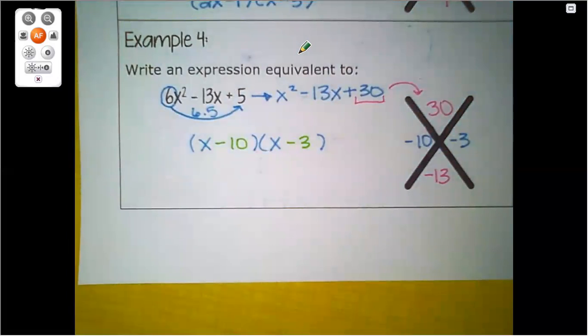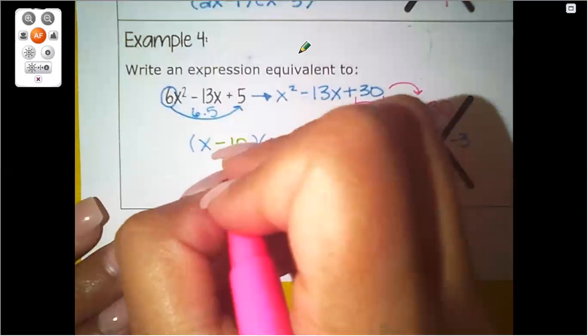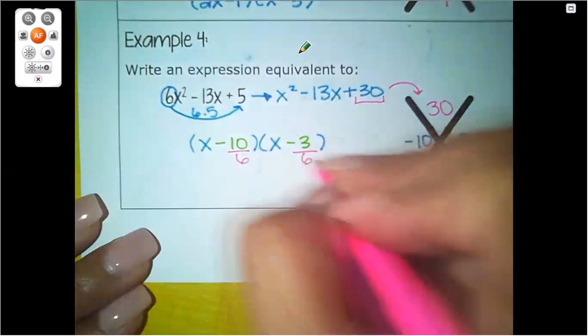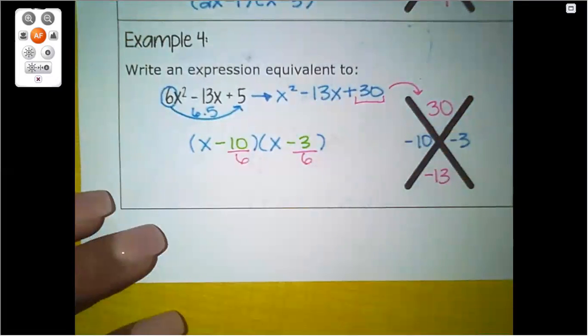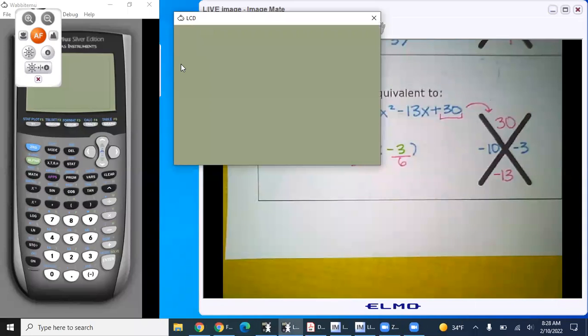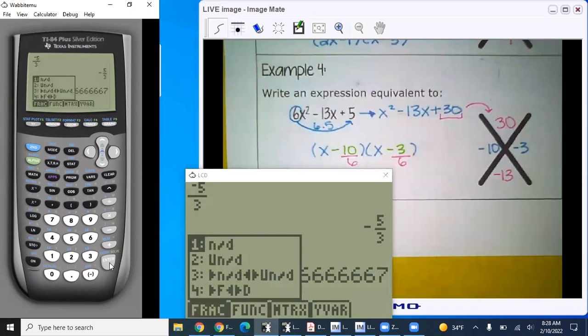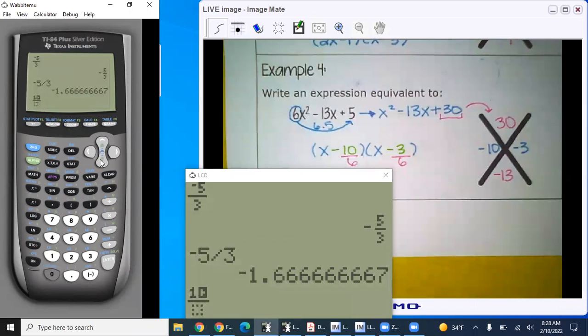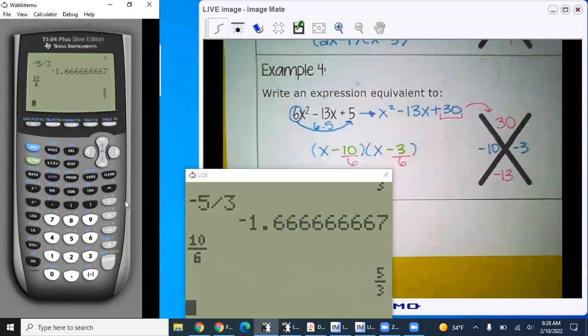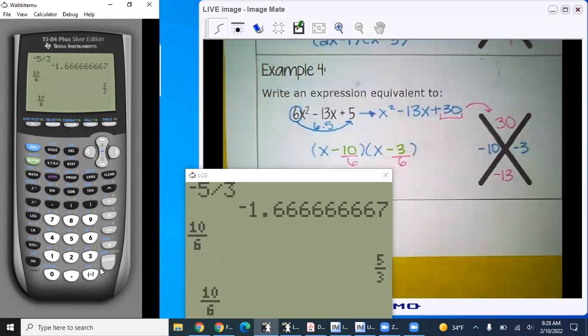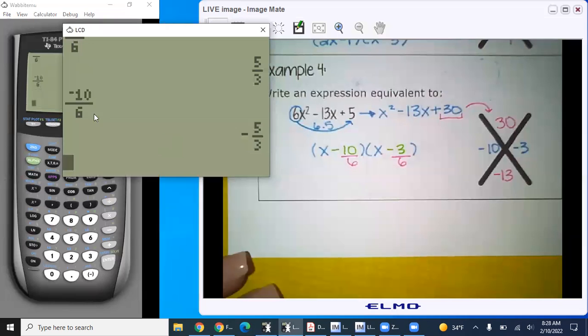So what are we dividing? Which number? 6. So we're going to divide by 6. Okay, this one's going to be a little different. What happens is if I take 10 divided by 6? Let's watch. 10 over 6. -10. Notice how that fraction got smaller, but it's still a fraction.